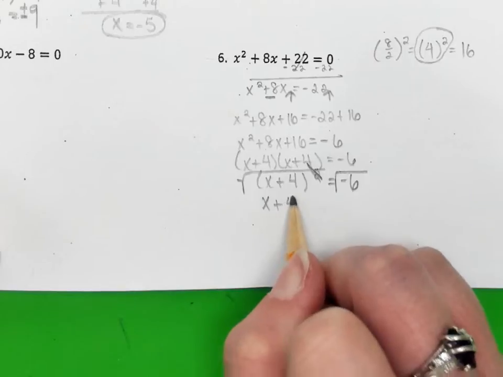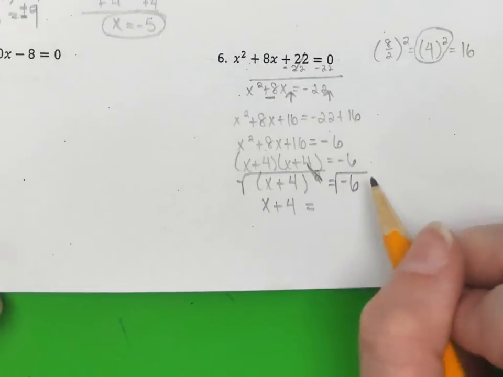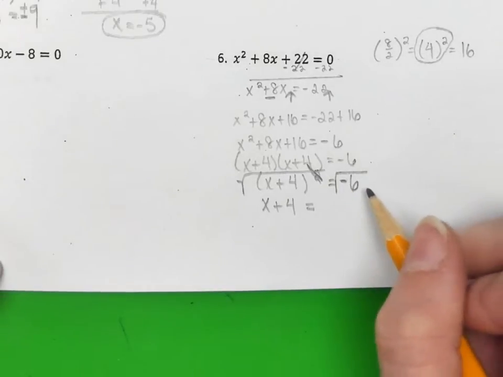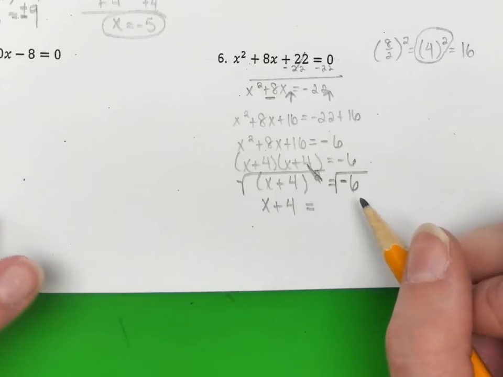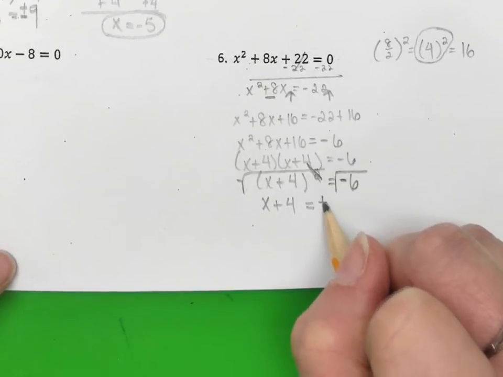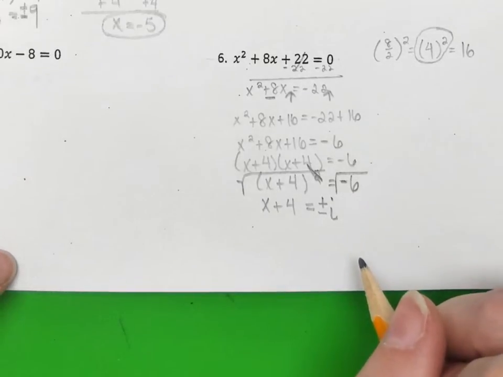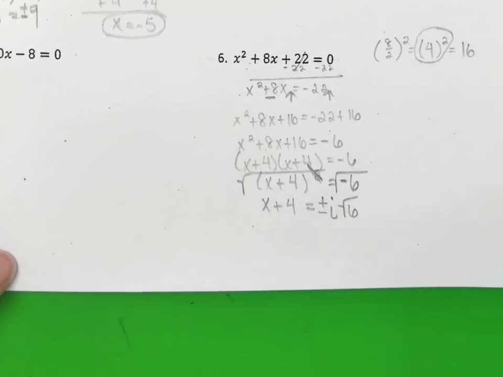So you have x plus 4. Do you remember how to take the square root of a negative? Anytime you take the square root of a negative, it was what letter? Oh, it was negative and what was it, i? It's i. Very good. So anytime you take the square root, it's plus and minus. And then that negative is i, right? Because it's imaginary, it's not real. And then square root of 6.